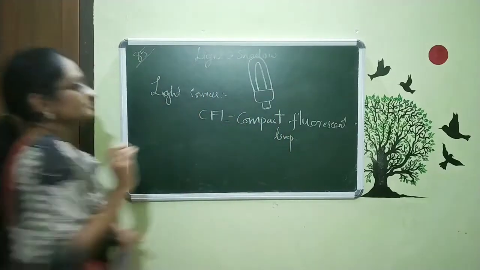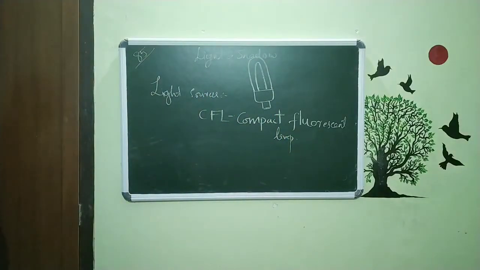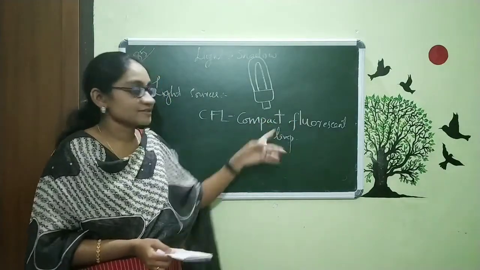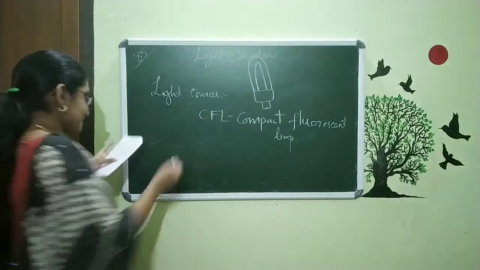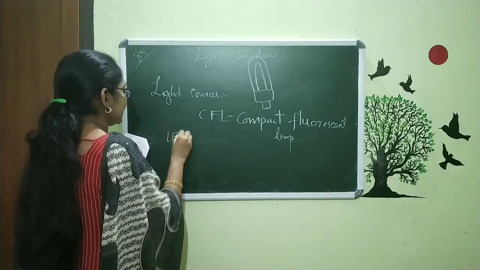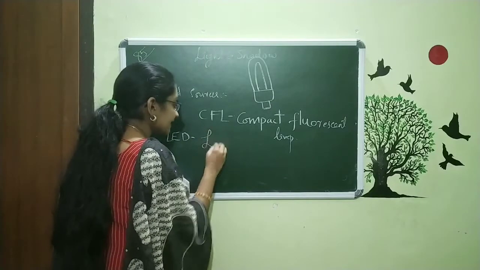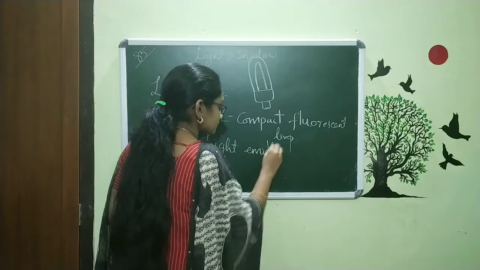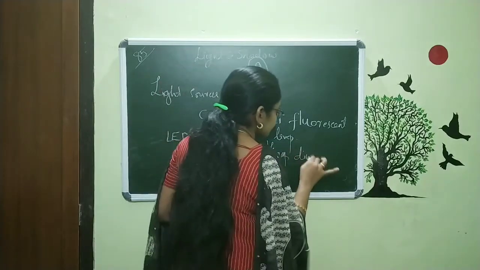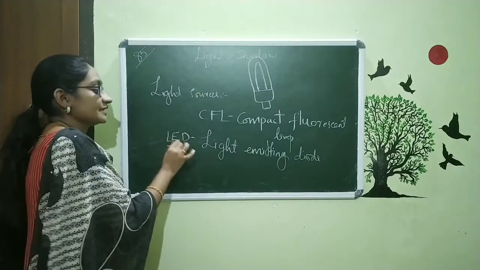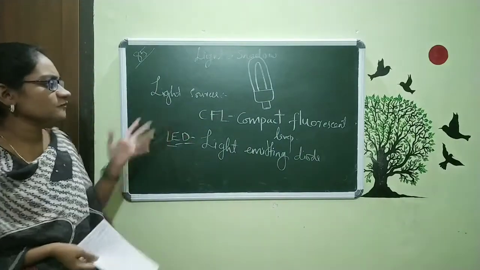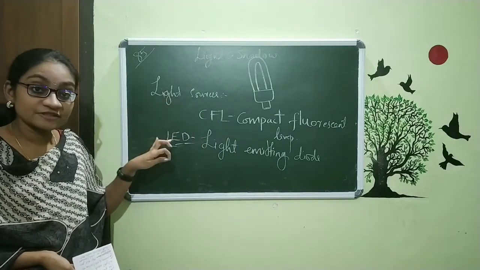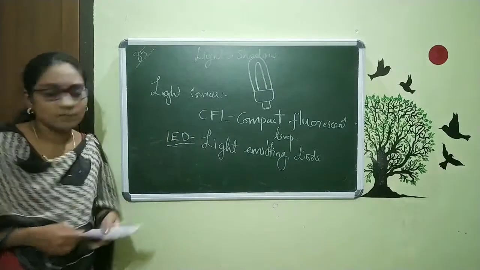The light you can see like this. So this is CFL, and CFL is compact fluorescent lamp. And another one is this LED lamp. What is this LED? Light emitting diode. This LED is light emitting diode. So just remember the full forms of CFL and LED. So these are some different types of artificial light sources. And this is all about this.